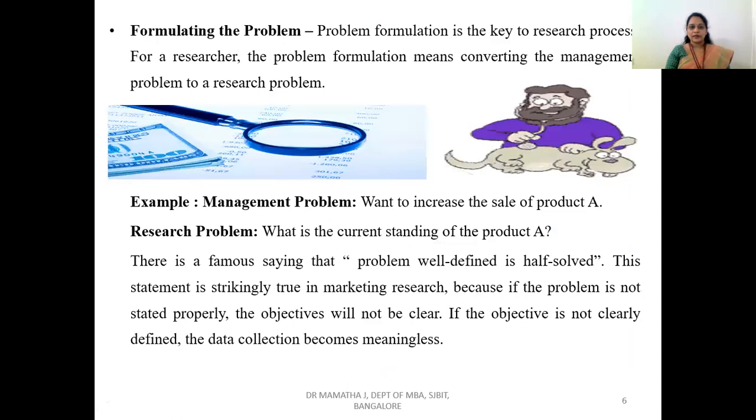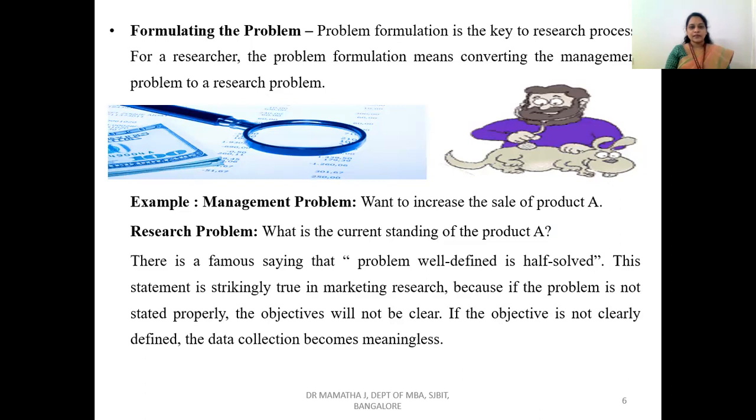The first step is identifying and formulating the problem. The problem is the topic, the issue which you have identified for your research work. The problem formulation is very key to the research process. For a researcher, problem formulation means converting the management problem into a research problem. In the problem, an organization will be facing some difficulties, undergoing some problems. That management problem has to be converted into a research problem so that further research can be carried out.